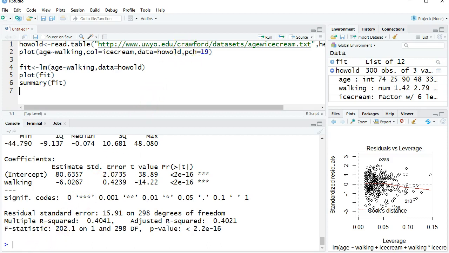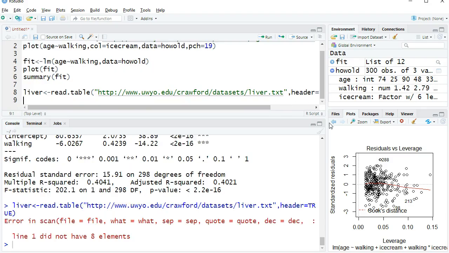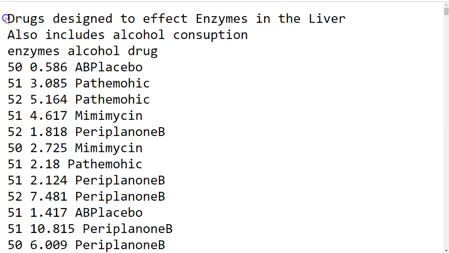Let's try a different data set. This is the liver data set. We have how much enzymes they have in their liver, their alcohol use, and we're giving them a specific drug. Some people get a placebo, other people get various other drugs. Try to see if it affects the enzyme level. If I try to read in the data, I'm going to get an error. Why? Because my original data set had these explanations in words at the top. So I need to skip 2 lines before the data begins.